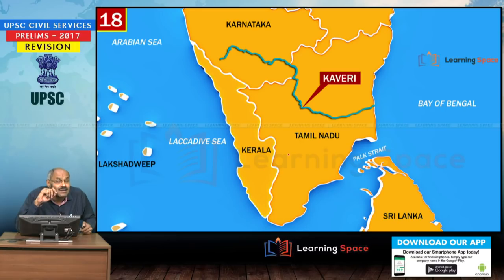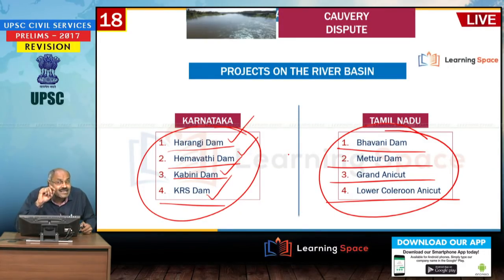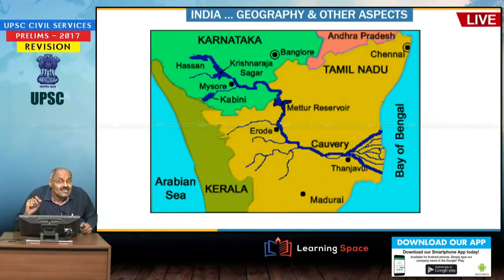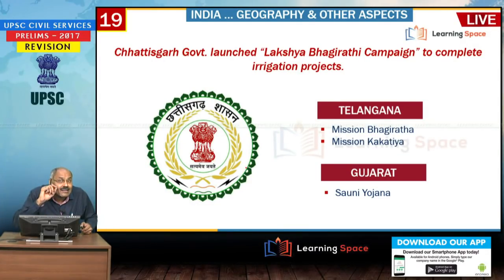I discussed the projects, and please understand that these projects may or may not be on the river directly. Some of the projects may be on the tributaries of the river, please do not forget, and basically they are situated in the Cauvery basin, one important aspect, right. This is how the Cauvery river looks. Its river basin involves 4 states or UTs, and if you go further, Chhattisgarh launched the Lakshya Bhagirathi campaign to complete irrigation projects.